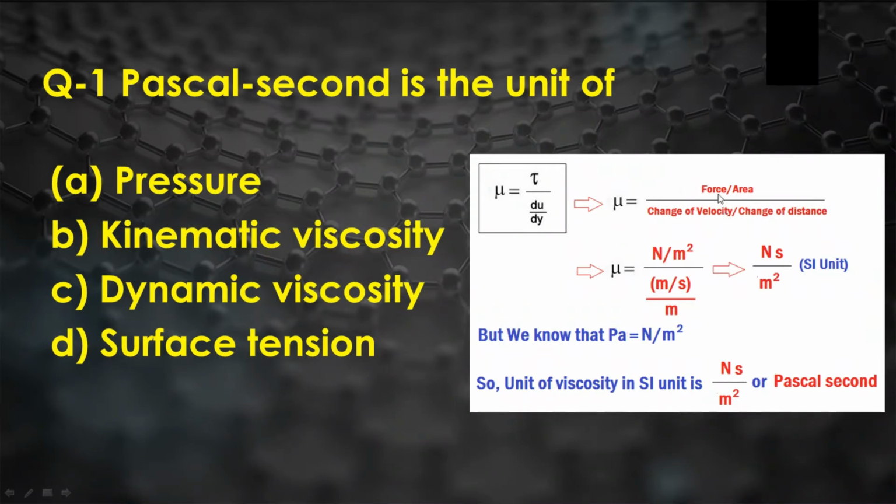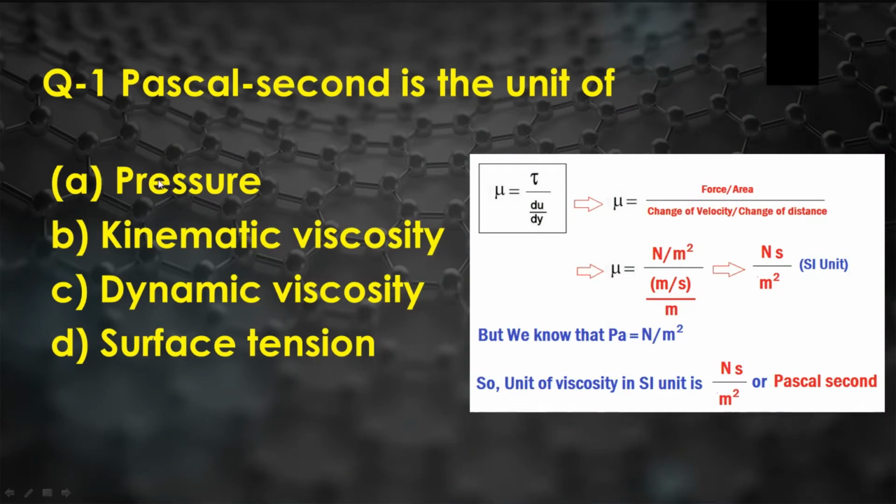We know that the unit of force is Newton and area is meter square, the unit of velocity is meter per second, and for distance the unit is meter. Now we will simplify this equation, and finally the unit of dynamic viscosity is Newton second per meter square in SI unit. But we know that 1 Pascal equals 1 Newton per meter square, so we can also write the unit of dynamic viscosity as Newton second per meter square or Pascal second.